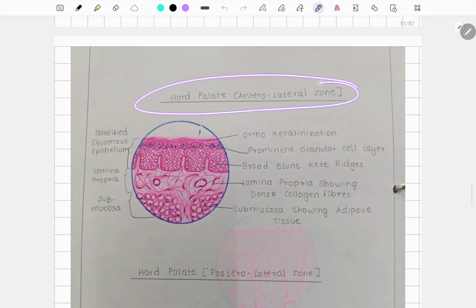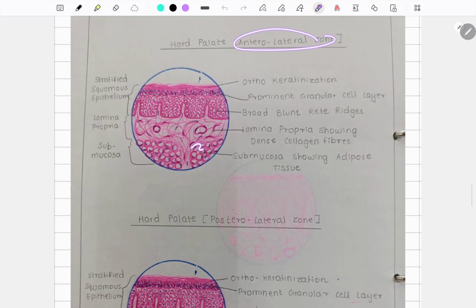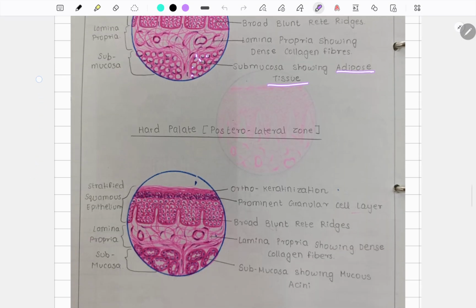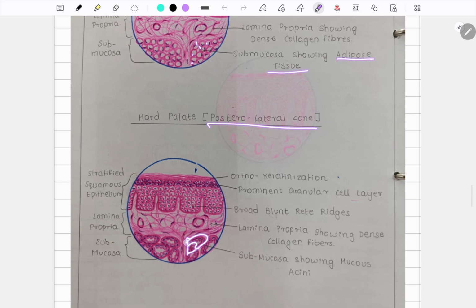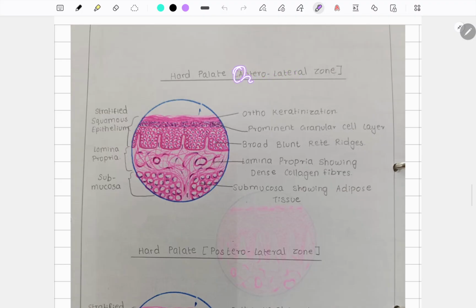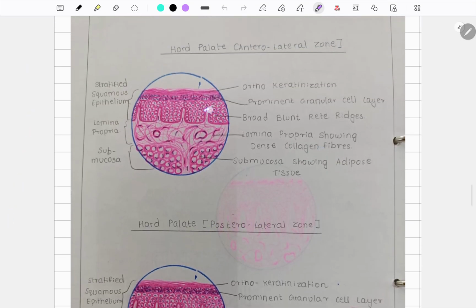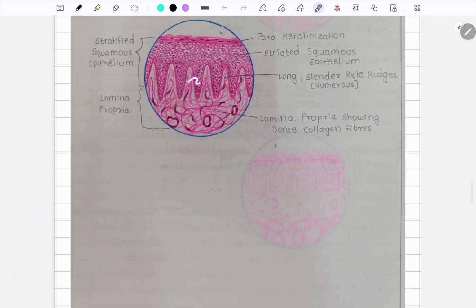Moving on to next, hard palate. Hard palate has two parts, anterolateral zone and posterolateral zone. In the anterolateral zone, the submucosa shows adipose tissue, whereas in the posterolateral zone, the submucosa shows mucous acini. A trick to remember that: A for anterolateral, so anterolateral will show adipose tissue, whereas posterolateral will show mucous cells. Then the rete ridges are broad and blunt. As you can see, they are not pointed like they were over here. That was slender and there were many rete ridges.